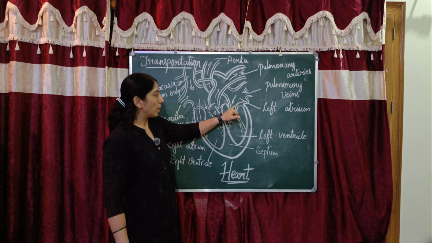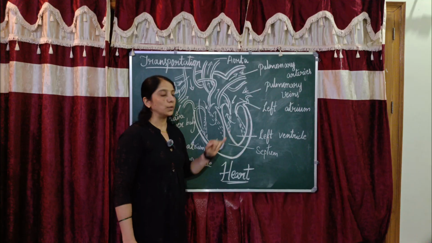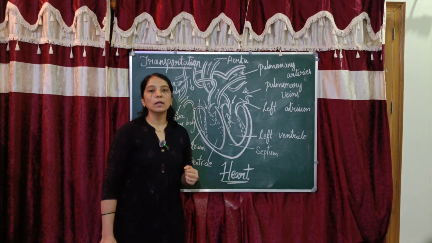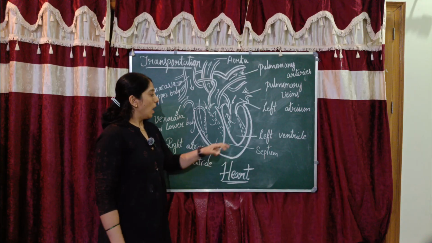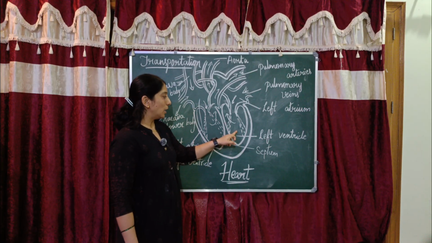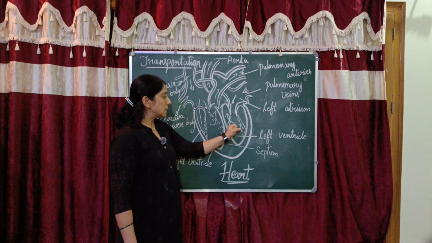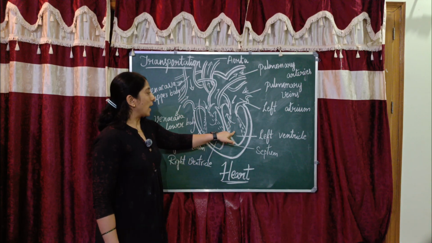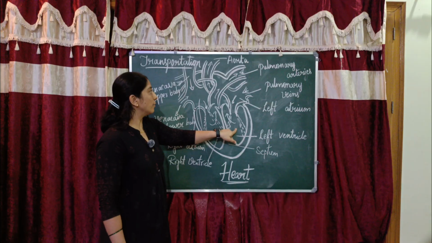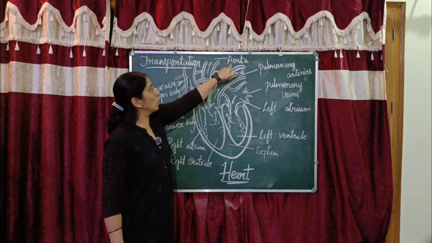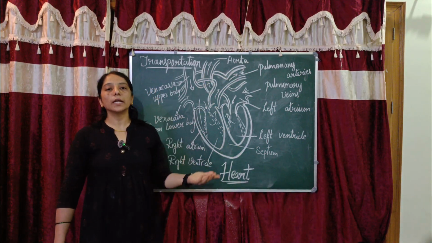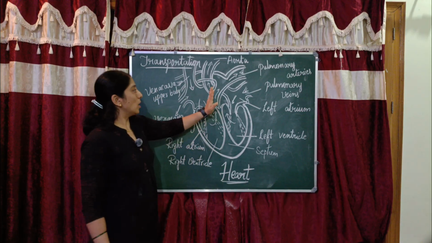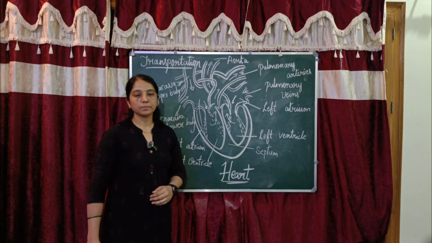this blood from the left atrium passes into the left ventricle when the left ventricle relaxes. After passing blood into the left ventricle, this left ventricle also contracts. When it contracts, blood from the left ventricle passes through the aorta all over the body. This is the oxygenated blood part.